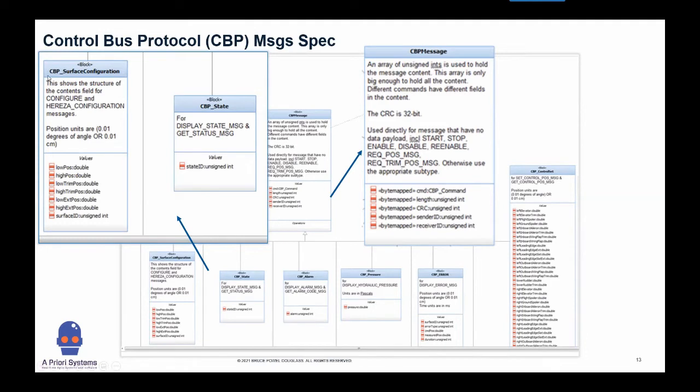So for surface configuration, remember this is a control surface for a wing flap or aileron. Some of the control surfaces have a trim tab. Some of them extend and retract as well as rotate. And so you specify minimum and maximum rotational values, trim positions, extensions, and give it an ID.